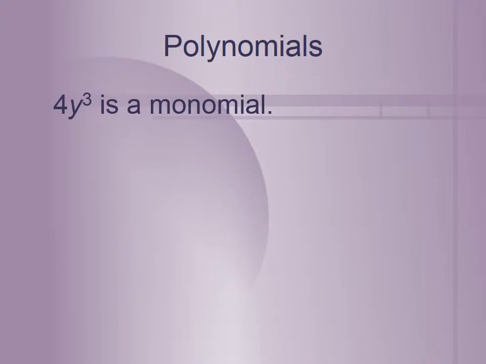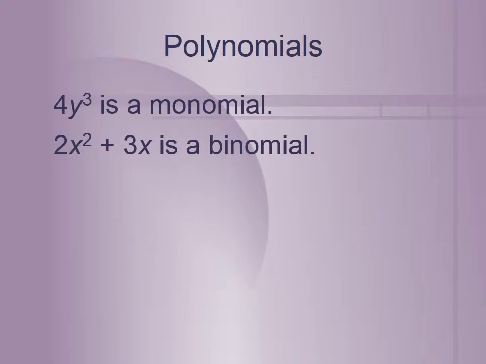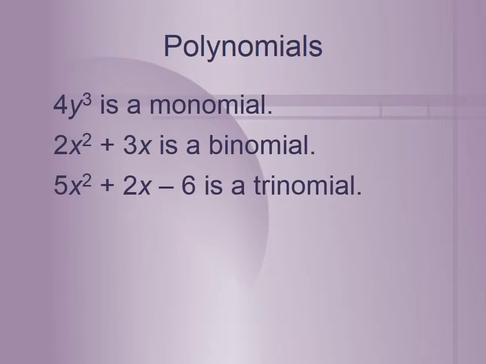So, here's some examples. 4y to the third is a monomial. It's exactly 1 term. It's not added or subtracted to any other terms. 2x squared plus 3x is a binomial because there are exactly 2 terms. Our first term is 2x squared and our second term is 3x. 5x squared plus 2x minus 6 is a trinomial because there are 3 terms. 5x squared is our first term, 2x is our second term, and negative 6 is our third term.